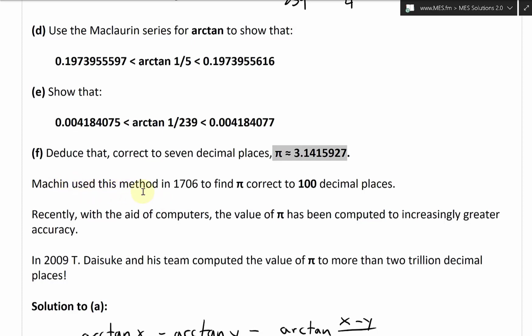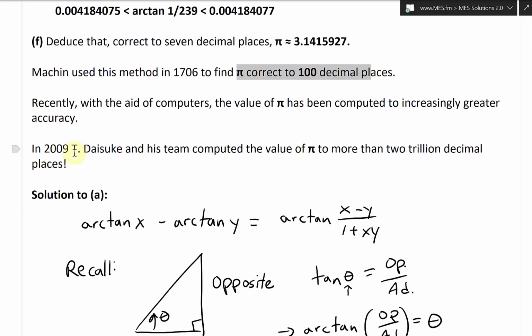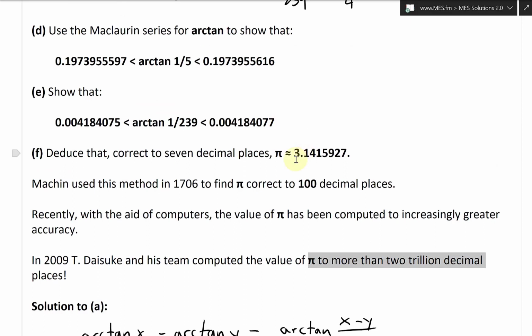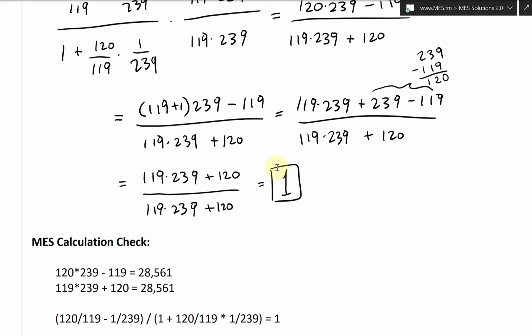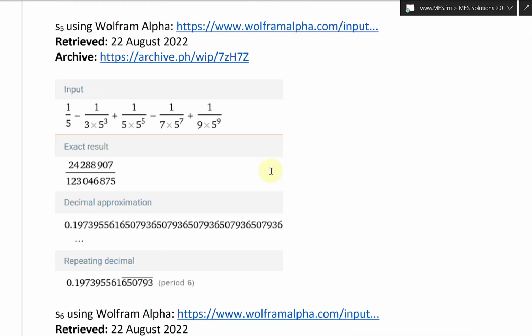Machin used this method in 1706 to find pi correct to 100 decimal places, and recently with the aid of computers, the value of pi has been computed to increasingly greater accuracy. In 2009, T. Daisuke and his team computed the value of pi to more than 2 trillion decimal places. So here we're going to show it correct to 7 decimal places, 3.1415927.